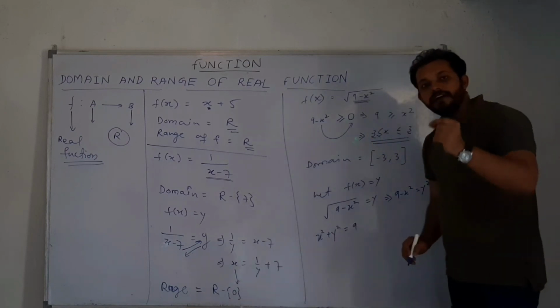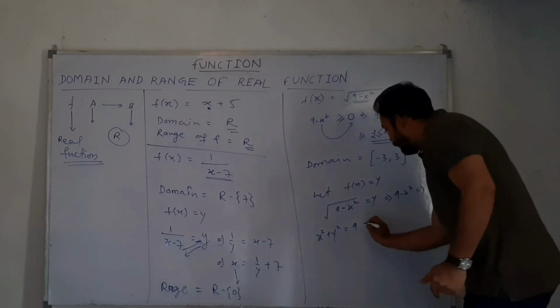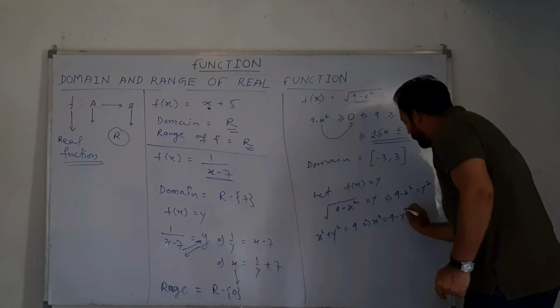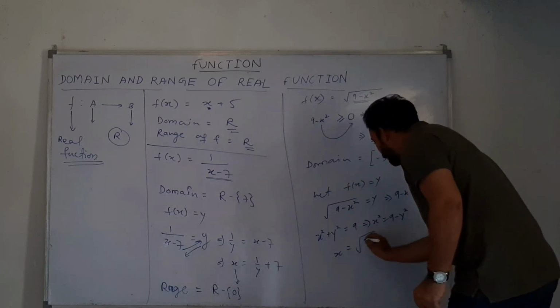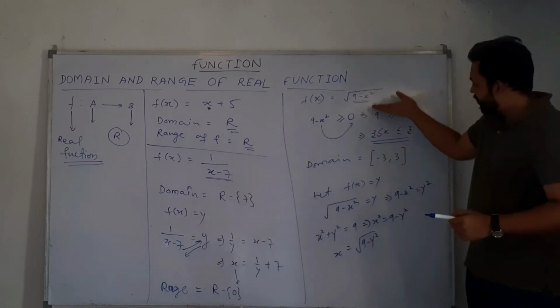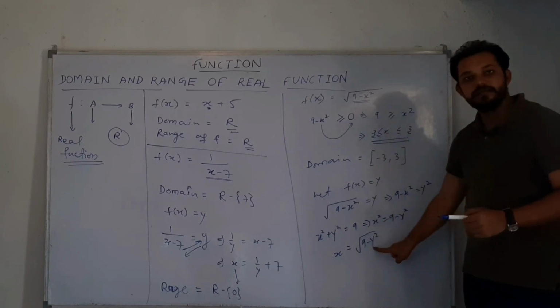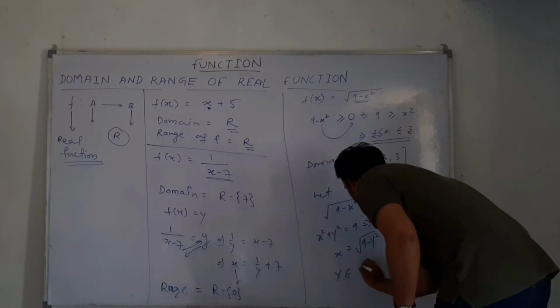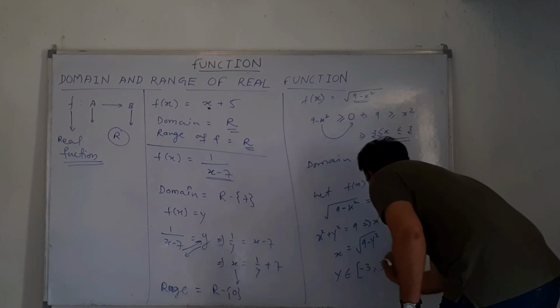Now we have to find the value of x in terms of y. So we will find x square is equal to 9 minus y square. Hence x is equal to under root 9 minus y square. By using the same approach, we can find the value of y in this place. Hence y belongs to minus 3 to 3.